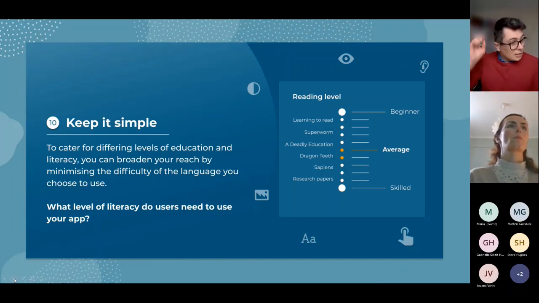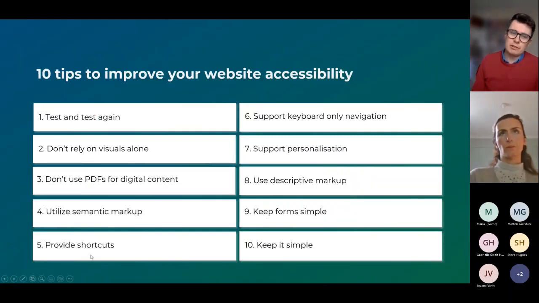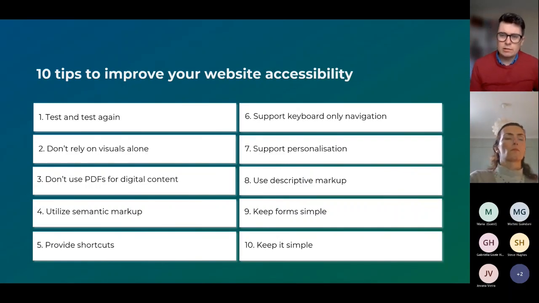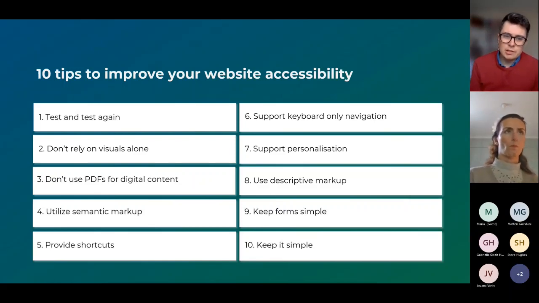So that's the tips. And just to summarize, you can see them here on the screen. Test, experiment, widen your personas that you can test with the technologies that they're using. Don't rely on visuals alone, and if you do, add that content that describes them. Try to avoid using PDFs as the primary form of content. Of course, by all means, we can add that as a downloadable form of a more dynamic web page, but try to avoid using them for their lack of navigable content.